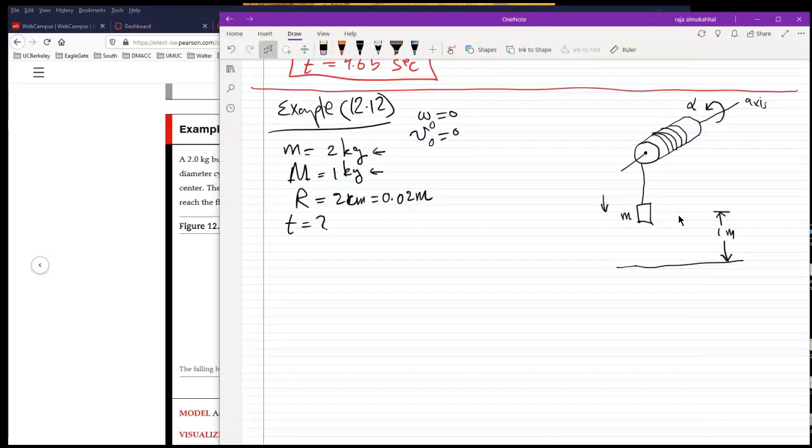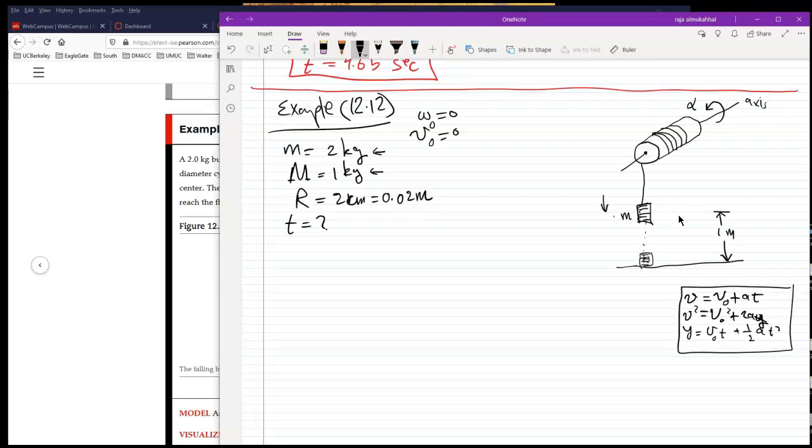Okay, so how do we do this problem? Well, again, most likely there is some kinematics involved here. And since he's asking for the time for the bucket to go all the way down, I'm probably looking at translational kinematics. You know, v equals v naught plus at, v squared equals v naught squared plus 2ay, and then y equals v naught t plus 1/2 at squared. These are probably the equations that I'm going to be looking at to find that time from here to there.